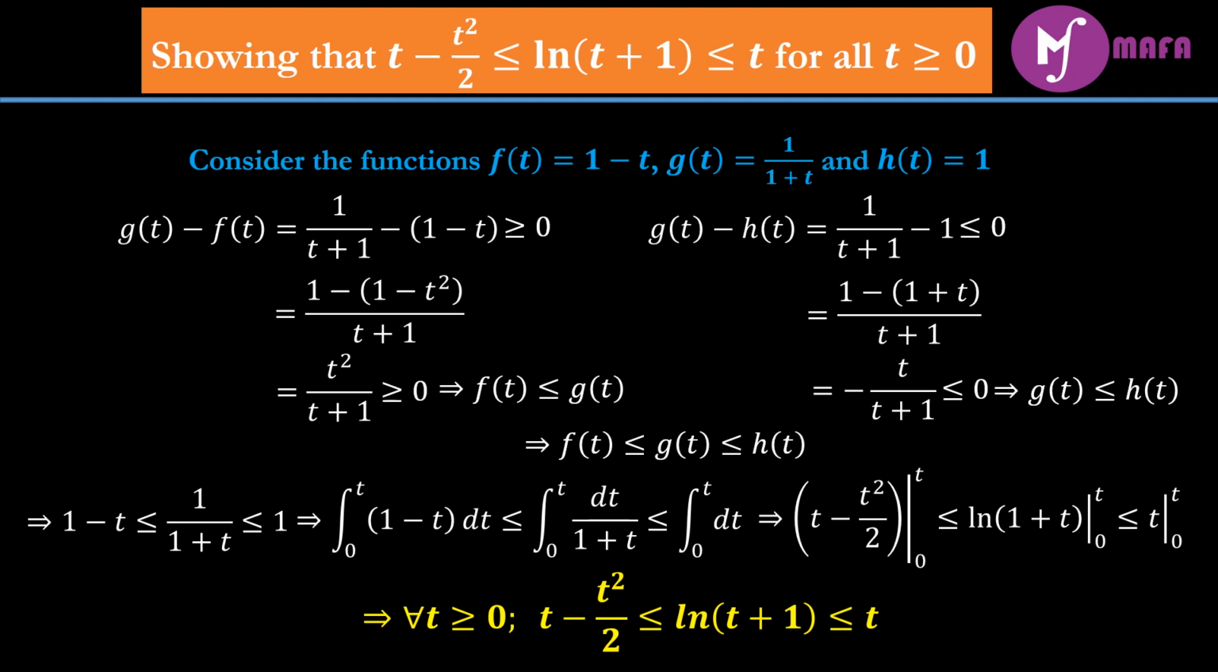If we fit in the upper and lower bounds and we subtract, we are going to get the required inequality that for all t greater or equal to 0, ln(1 + t) lies between t − t²/2 and t.